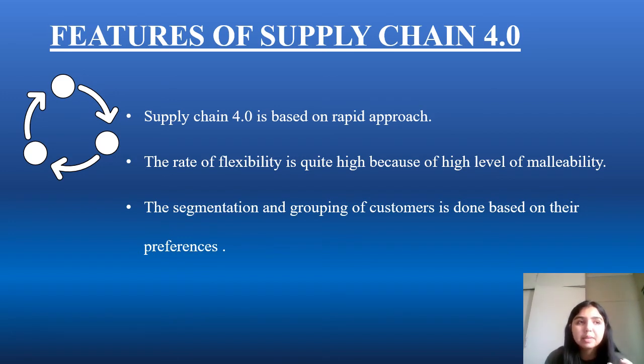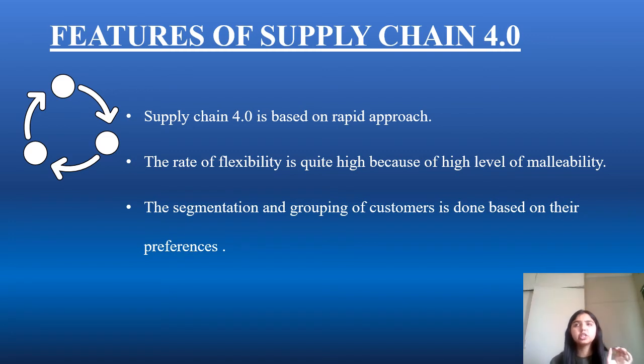The rate of flexibility, which I think is the most important part of each and every supply chain management, that is flexibility, how much it is flexible. It's very important. So supply chain 4.0 is totally a flexible approach. The flexibility is quite high because there is a high level of malleability available in this.